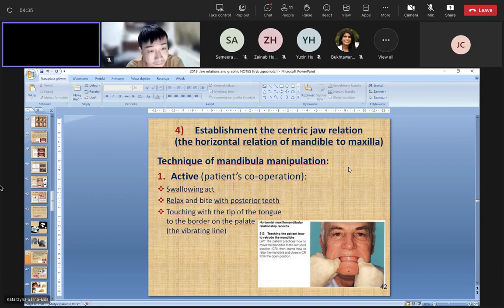So here you have the technique of mandibular manipulation. We have active ones with patient cooperation. When we ask the patient to swallow, to relax and bite with posterior teeth, and also when we ask the patient to touch with the tip of the tongue to the border on the palate. So we ask the patient to touch the vibrating line, the ah line. So these are the methods which make the patient's jaw go back.